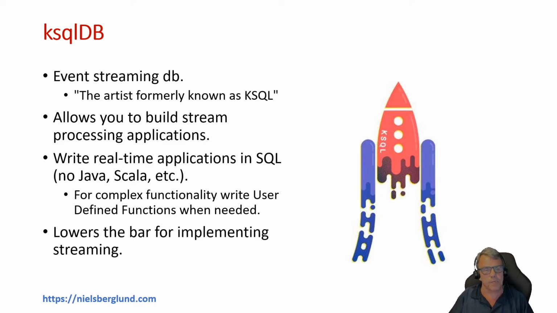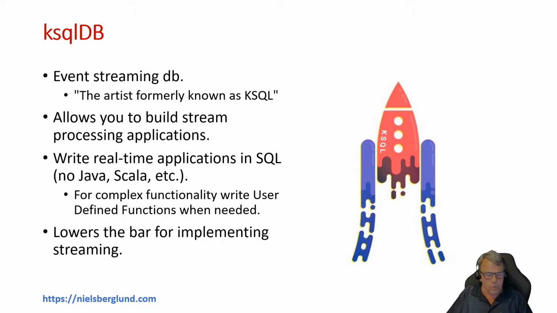KSQL DB, the last thing we're going to talk about in the Kafka 101, is an event streaming DB. And it allows us, in a very, very easy way, to build stream processing applications. So remember how I said a couple of slides back that Kafka is really where we are sending streams. We're having streams of events, and now we can build applications against those streams, those events. And yes, we could do it before KSQL DB came out, but then we had to write Java code. We had to use something called KStreams, etc., etc.